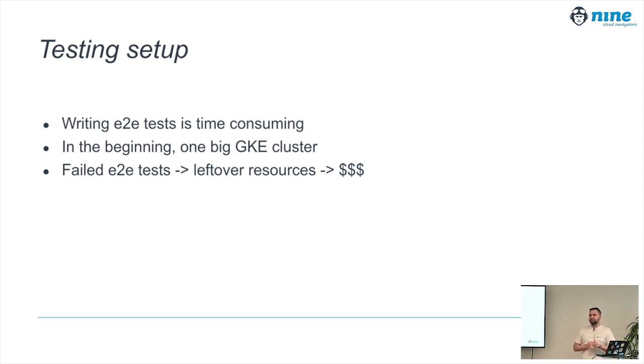Especially some GCP services are quite expensive. For example, Filestore, the managed NFS solution, I think the minimum is $200 a month, and so you have to monitor that a bit. Still to this day, we have that. And I think yesterday, like 10 clusters failed. I don't know for what reason, but yeah, that was another inconvenience about our setup.